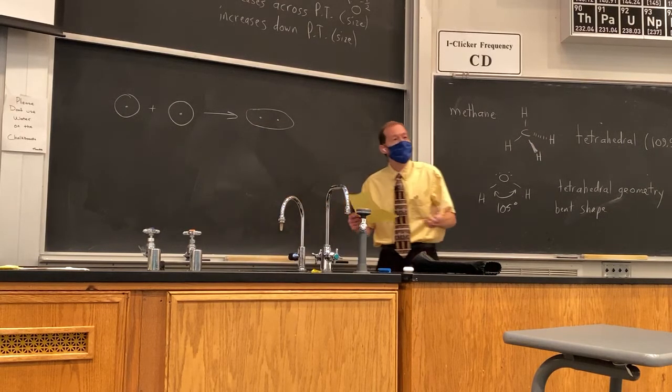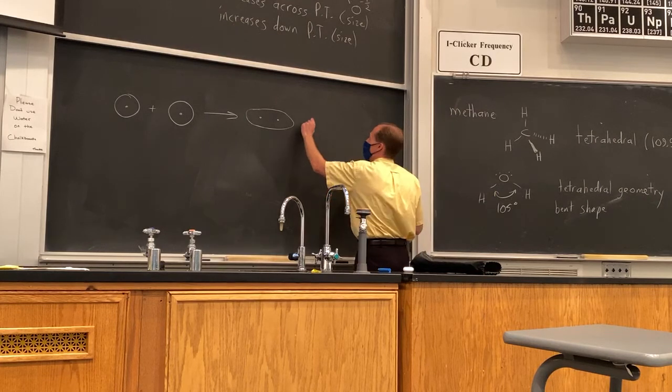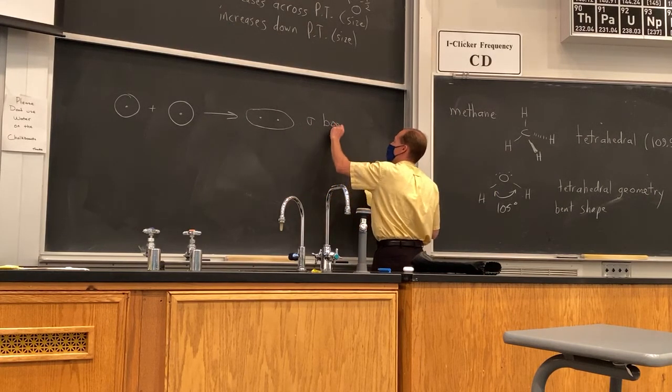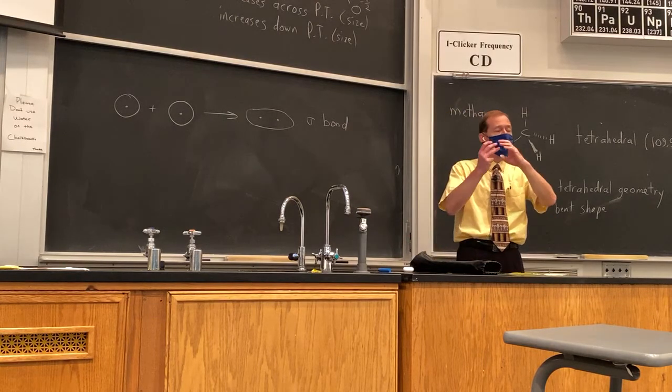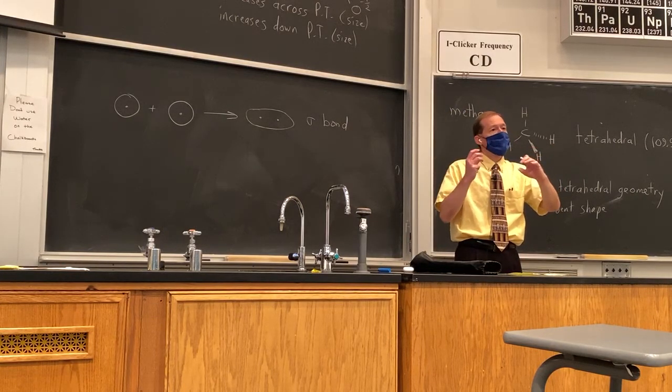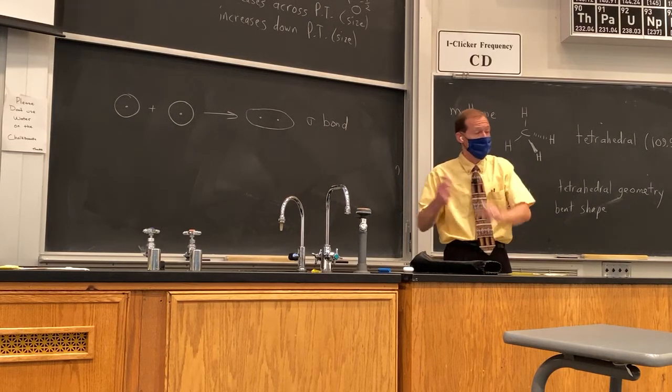And what is that cylinder? What do we call it? We can call it a sigma bond. Okay? It is a cylindrical bond that is centered on the axis between the two hydrogen atoms.